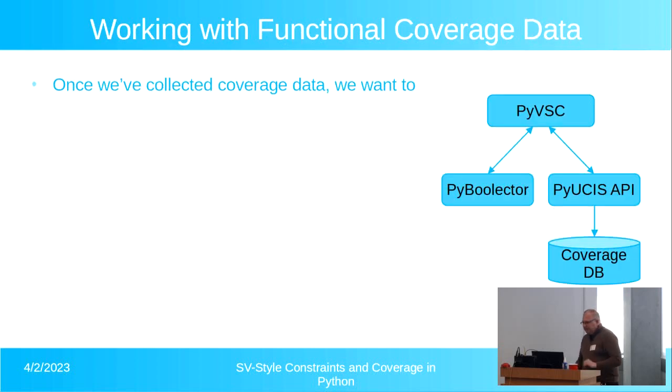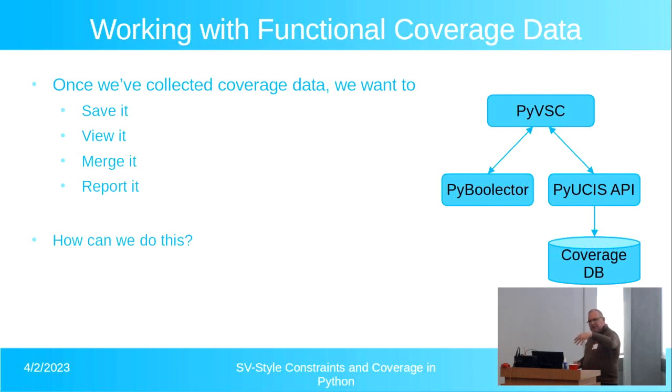All right, so we've captured constraints. We've looked at some generation of random data. We've captured coverage, but we want to actually do something with that coverage data. We want to save it to a file. We want to look at it. We want to merge it together with data from other runs. Make some reports, do other fun stuff with it. So how do we do this?